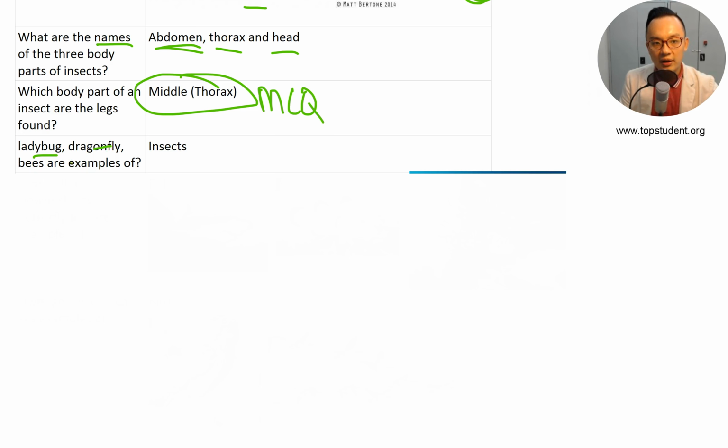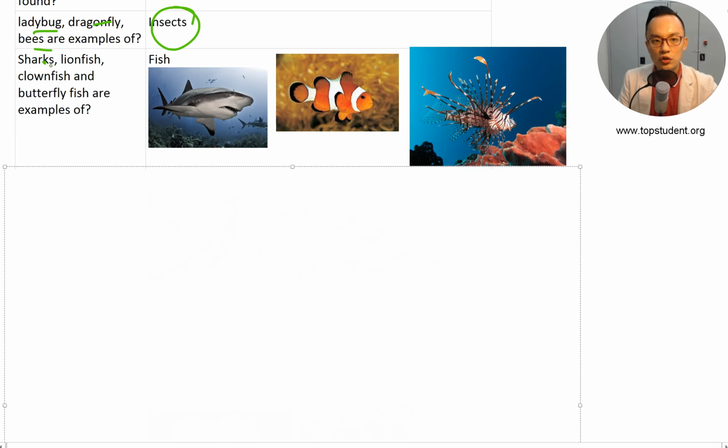So ladybug, dragonfly, and bees are examples of insects. Sharks, lionfish, clownfish, butterfly fish. Basically, you see all the fish, they're all examples of fishes. All right, so you have your fins, your tail, and your gills. These are all fishes.